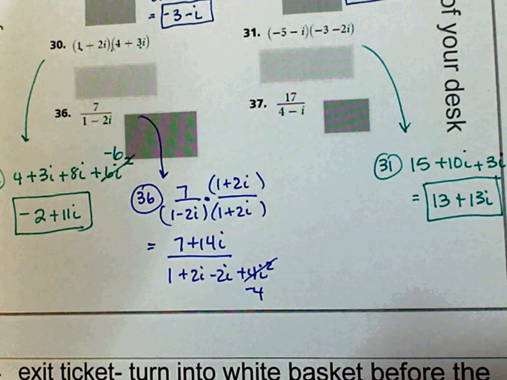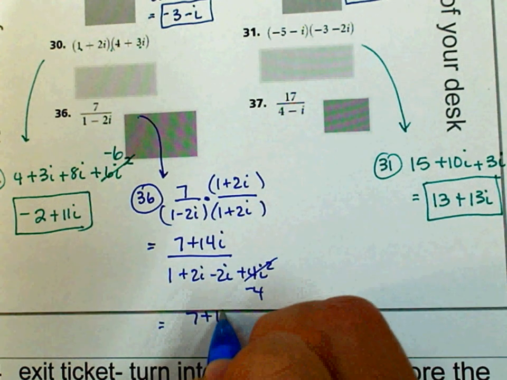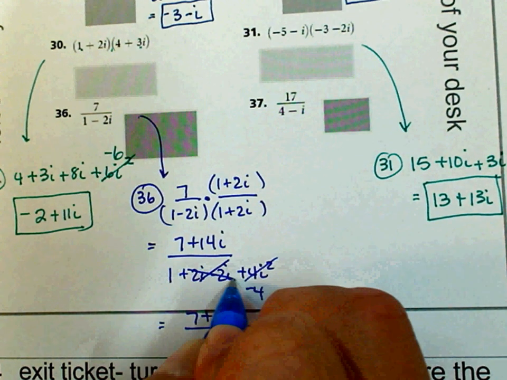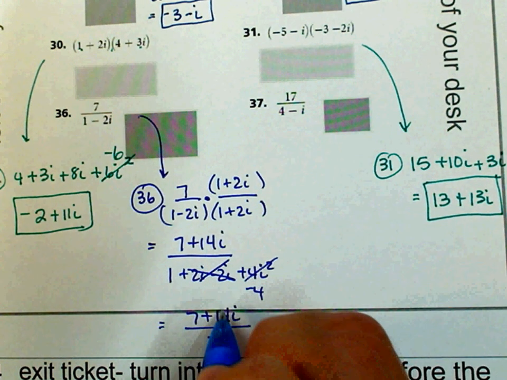So 7 plus 14i, these guys cancel. 1 minus 4 is negative 3. There you go.